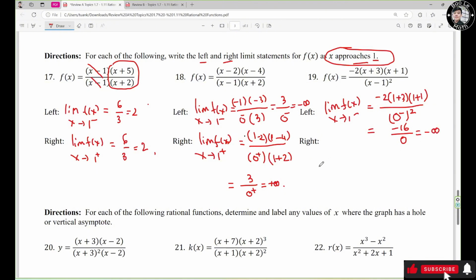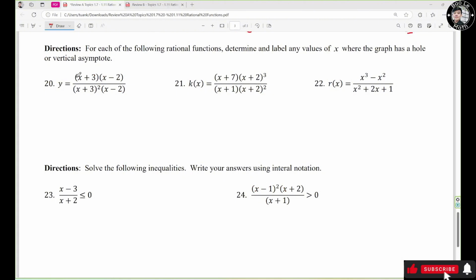Now, limit of the function f of s when s approaches 1 plus, it's going to be negative 2 times 1 plus 3 is going to be 4, 1 plus 1 is going to be 2, over 1 plus subtract 1 is going to be 0 plus square, right? So the top should be negative 16, right? The bottom right here should be 0 plus, right? So the answer must be negative infinity, right?